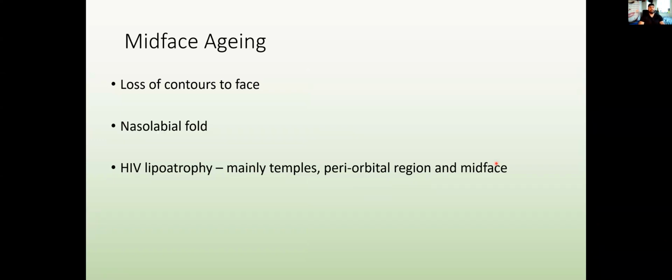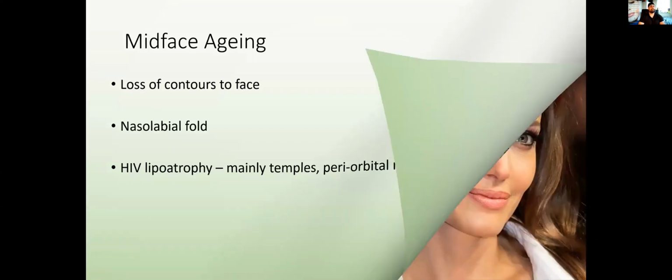Now, some of you may come across HIV patients who are on HAART drugs, medication, and what you'll find is they become extremely hollow, especially in the temples and in the mid-face. And it's such a classic appearance you have in these patients. So sometimes it's worthwhile in such patients to maybe use something slightly different compared to just your bog standard HA. Maybe something like calcium hydroxyapatite may be a good option here too.